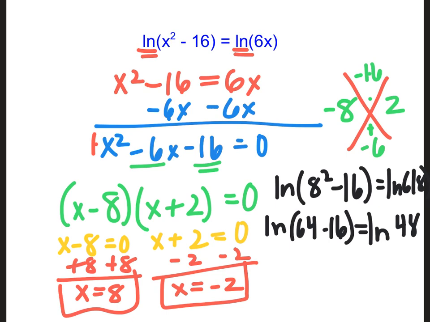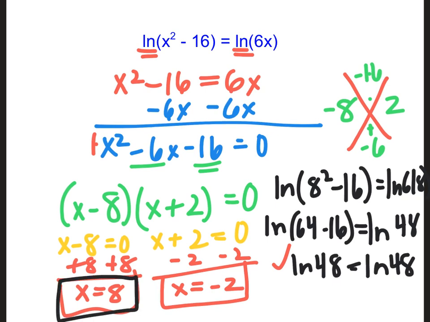Again, we're going to simplify 64 minus 16, and that gets me 48. So I have the natural log of 48 equals the natural log of 48. Now this is perfect because those 2 things are equal, so that one works. That means that x equals 8 is definitely a solution. Now, I still have to go back and check x equals -2.